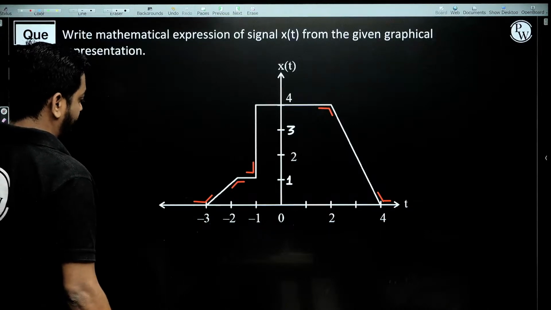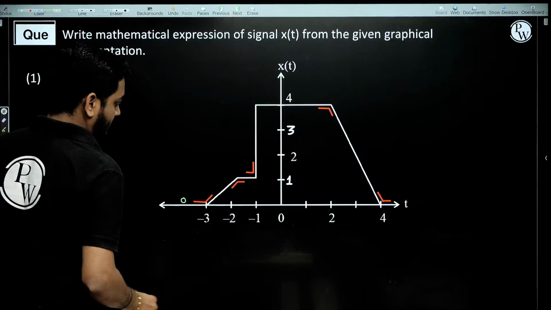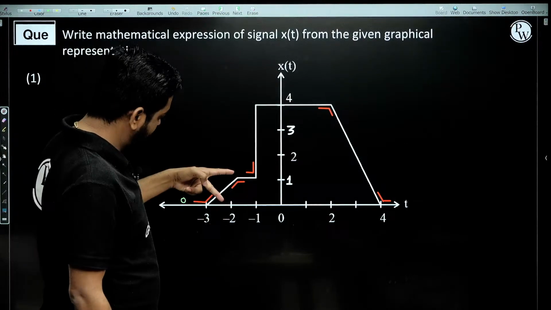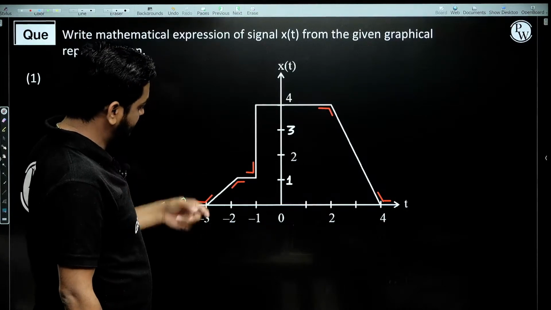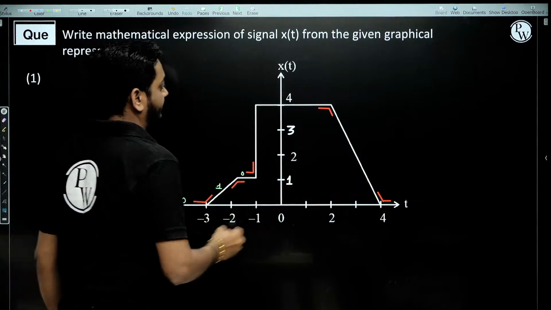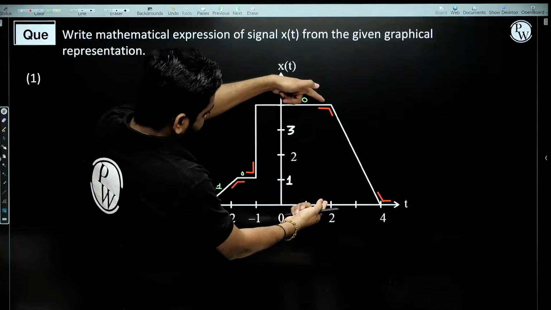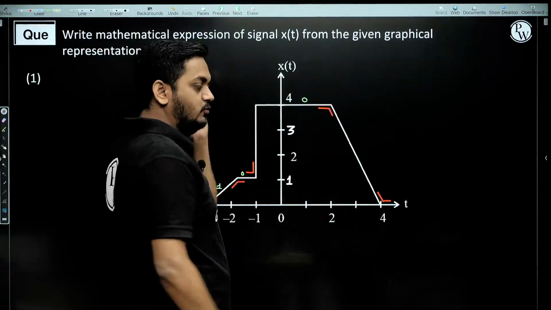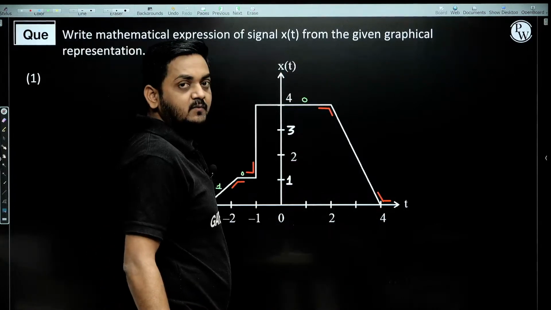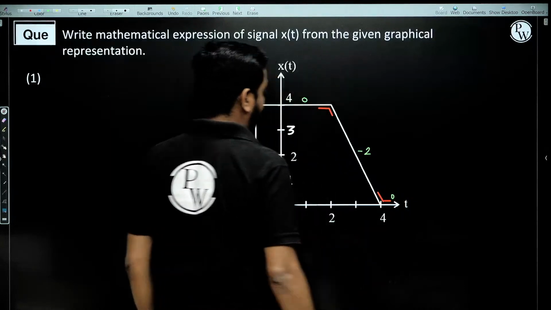Now you have to find the value of the slope. What is the value of the slope here, guys? Here the slope value is 0. Here, increasing slope, that's a positive slope, dy by dx: dy is 1, dx is 1, so the slope value is 1. Here the slope value is 0, and here also 0. Here, this is dy and this is dx, decreasing slope, that's why negative. dy is 4, dx is 2, so the slope is -2. And here the slope is 0.